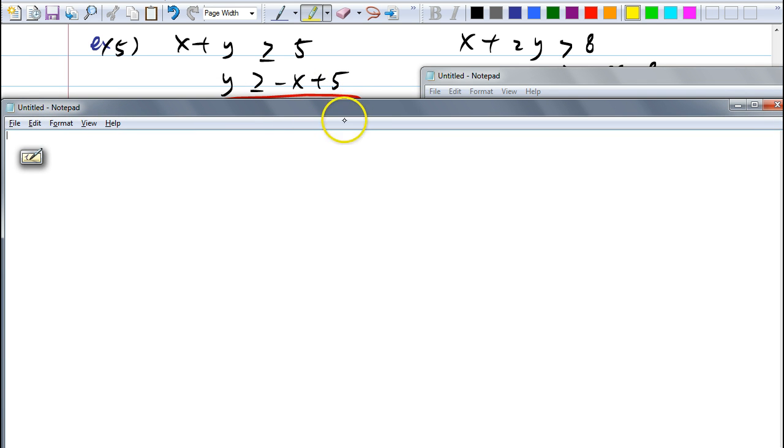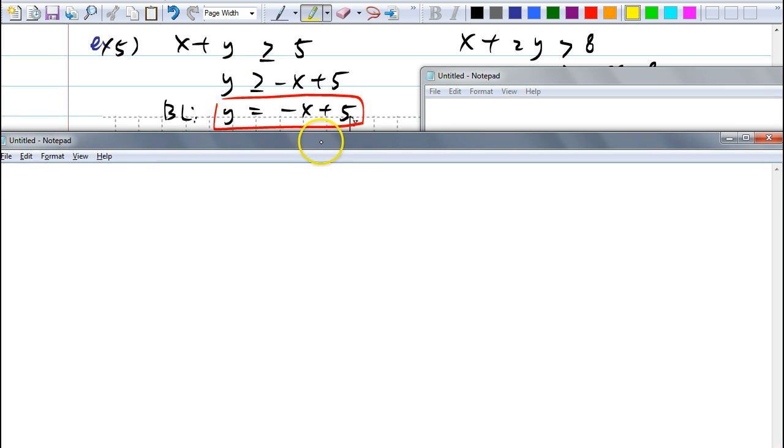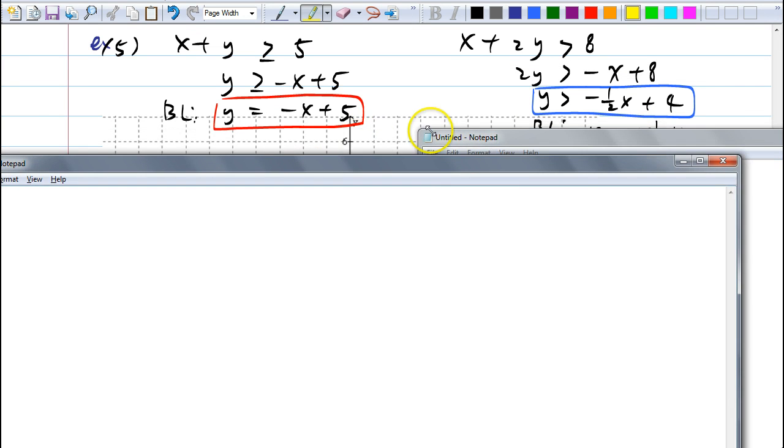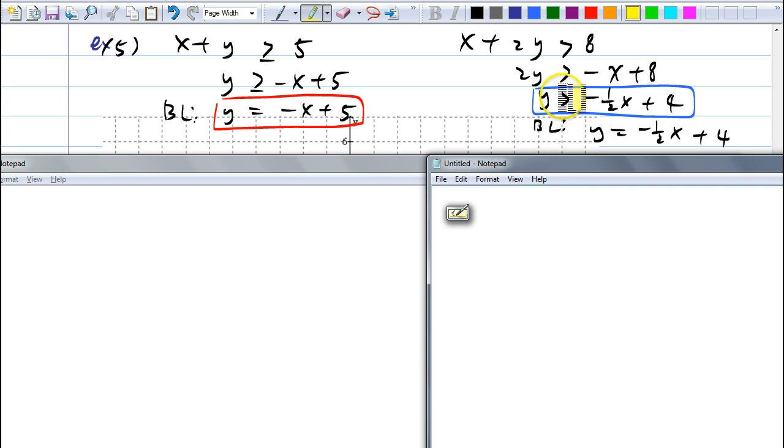So then the boundary line, you just replace the inequality with an equal sign. Did you get y is equal to negative x plus 5? Yes? Okay, what about the other line? What is the boundary line that we get from this? Eric? Y equals negative half x plus 4. That's correct. You get y is equal to negative half x plus 4 because you get y is greater than negative half x plus 4. Right, guys? For the inequality? Yes? You want to write this in slope-intercept form, right? Okay, go ahead. Finish it up then.